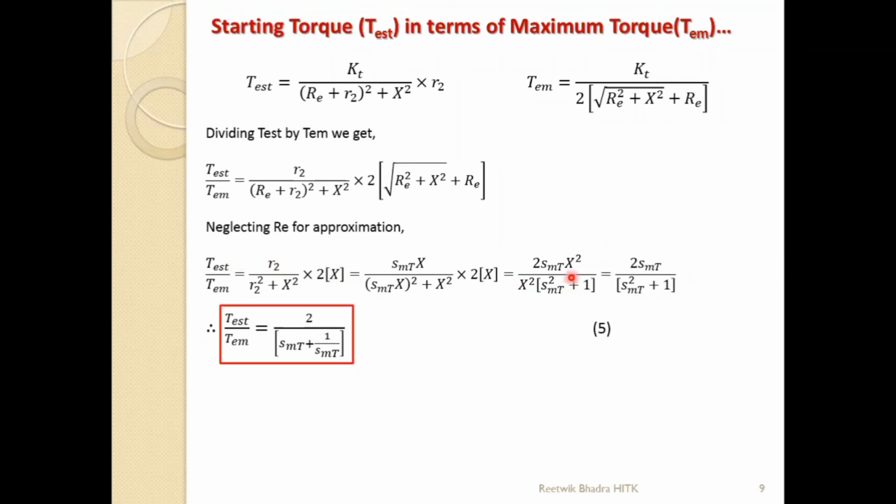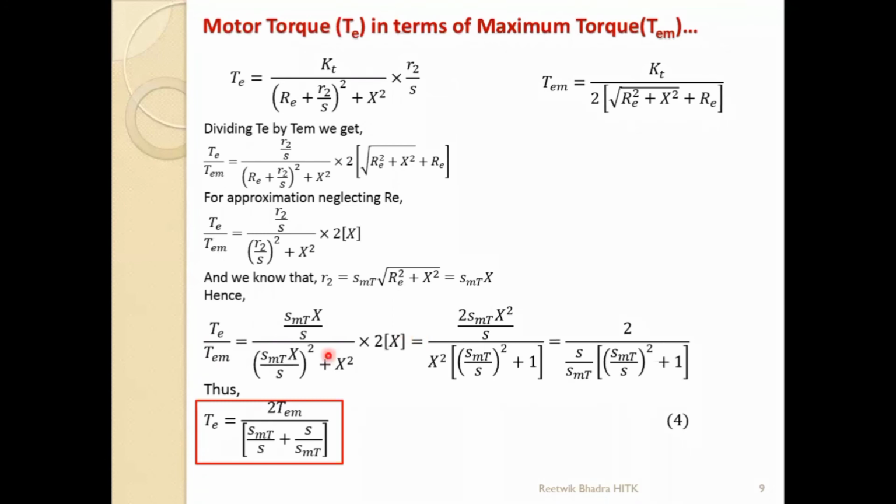So Tst by Tem, again bring SmT in the numerator or the denominator, or take SmT common from here. If you take SmT common from here, the denominator and numerator SmT cancels out. So here is only 2 over here. So if you take SmT common, you will get SmT plus 1 by SmT. Tst by Tem is equal to 2 over this relation. This is equation number 5. Now, this derivation can come for your exam. To remember, how can you remember this easily? You can remember only this equation only.